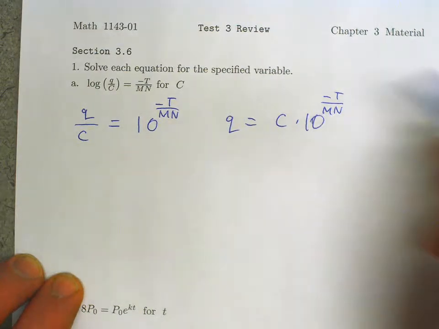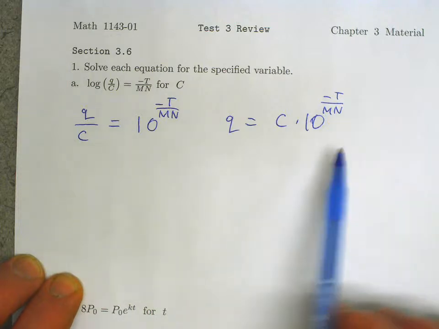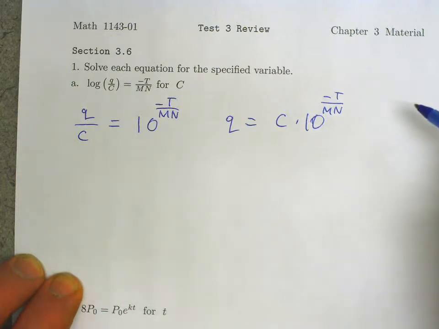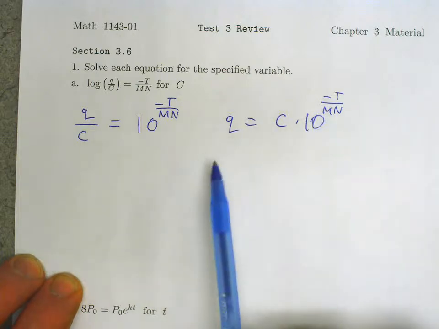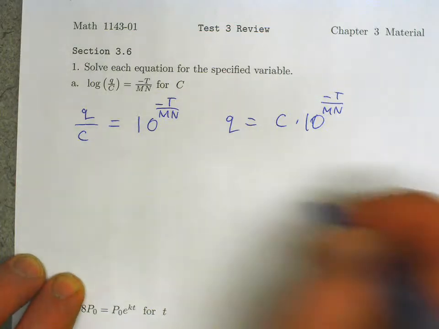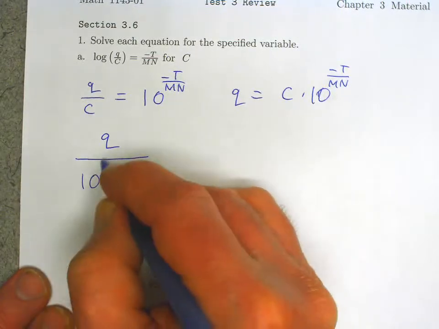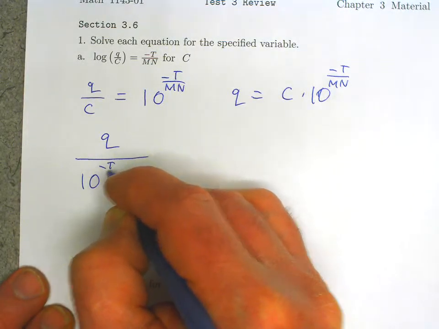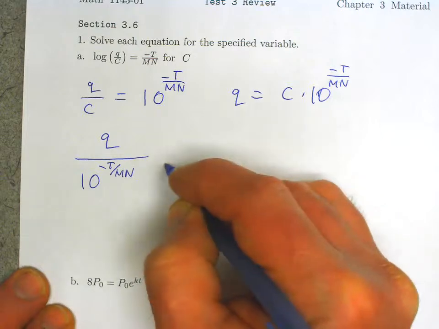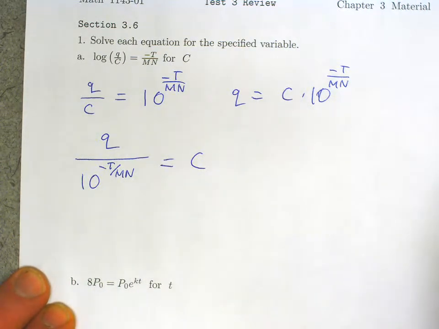And then if I divide both sides by 10 to the negative t over mn, we'll get our answer. But we can also equivalently multiply both sides by 10 to the positive t over mn. Okay, so I'll just do it the first way. Divide both sides by 10 to the negative t over mn. And when we divide the right-hand side by that, we're just left with c.